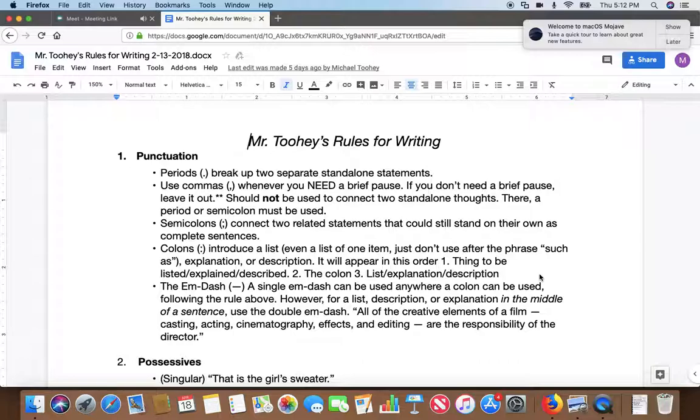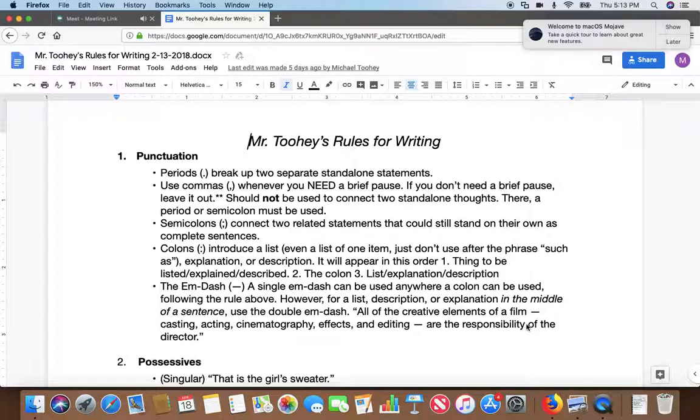Now the M dash. Keep in mind there's a single M dash and a double M dash here. For the single M dash, you can use it anywhere you can use a colon. So all the same rules that apply for the colon apply to the M dash. The big distinction is that there's a double M dash. There's no such thing as a double colon. The double M dash is for lists, explanations, or descriptions in the middle of a sentence. We see that example here: all the creative elements of a film, M dash, casting, acting, cinematography, effects, and editing, M dash, are the responsibility of the director. Any questions about the double M dash?